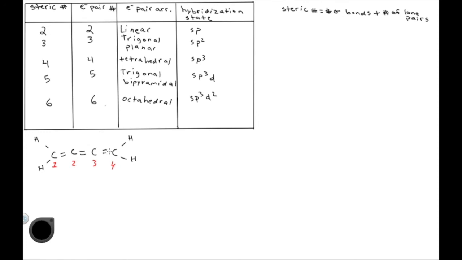So even though atoms with a complete octet have 8 electrons or 4 electron pairs, we count the double and triple bonds as single bonds with 1 electron pair, even though there are actually 2 and 3 electron pairs respectively. Therefore, just like carbon 1, it will have a trigonal planar electron pair arrangement that will be sp2 hybridized.